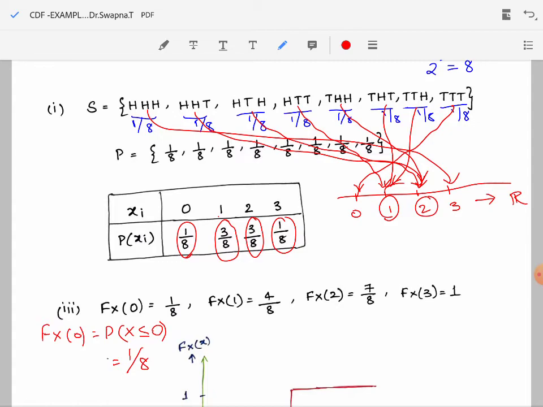Fx of 1 is equal to 4 by 8. Fx of 1 is equal to probability of x less than or equal to 1. So what are the values we have? Px of 0 plus Px of 1, which is equal to 1 by 8 plus 3 by 8, which is equal to 4 by 8. So similarly, we will find out Fx of 2 and Fx of 3.